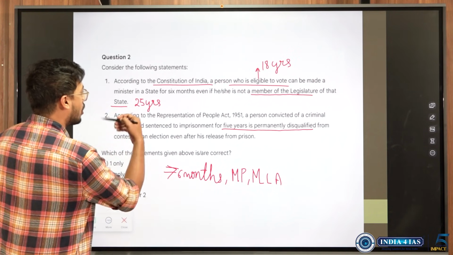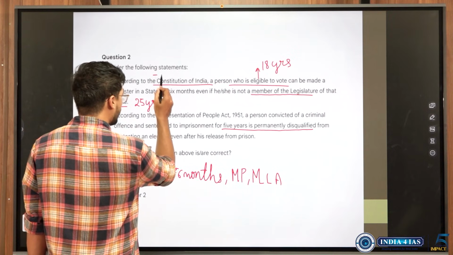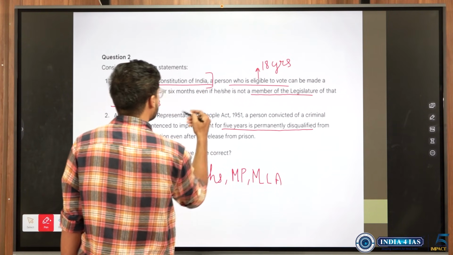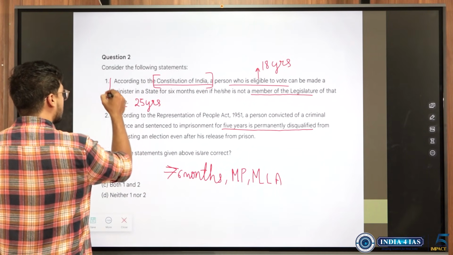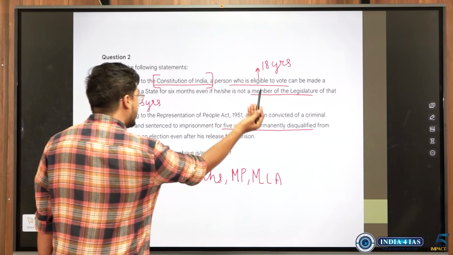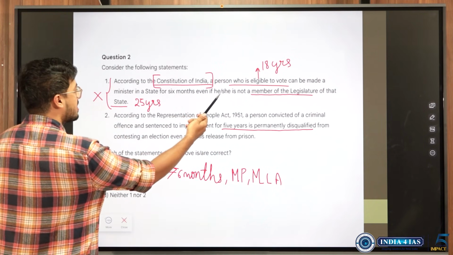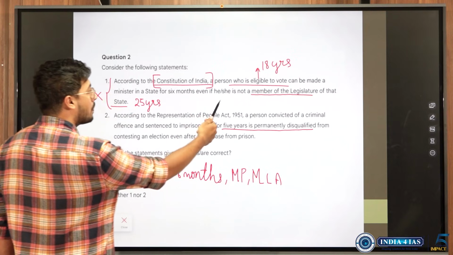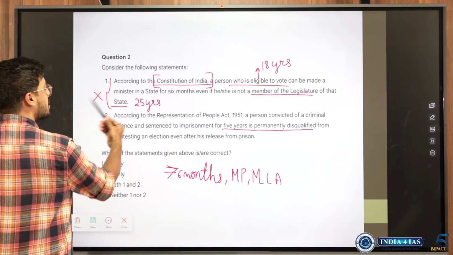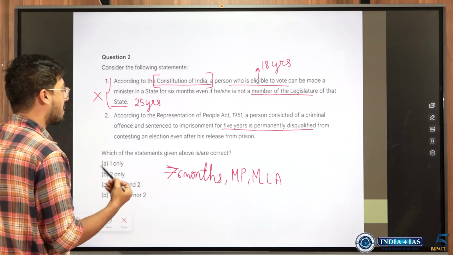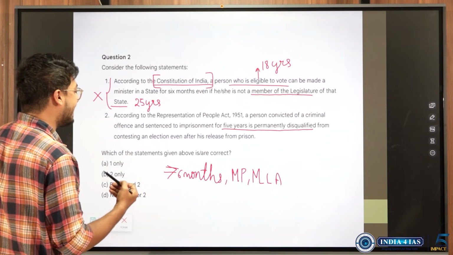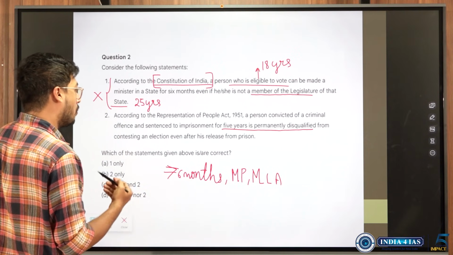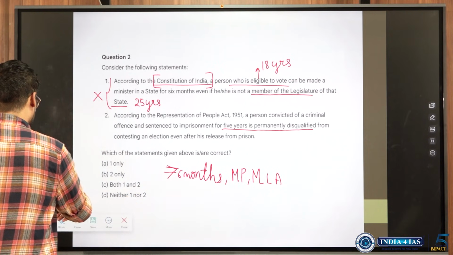But look at this, according to the Constitution of India, as I said, when it says according to the Constitution, most of the times UPSC has picked up wrong statements. This is wrong, because there it is 18 years, here it is 25 years. So 18 years is not enough to become a member of the legislature of the state. So this becomes wrong. According to the RP Act, a person convicted of a criminal offence and sentenced to imprisonment for 5 years is permanently disqualified.